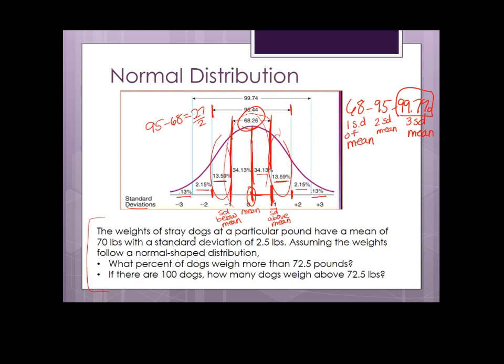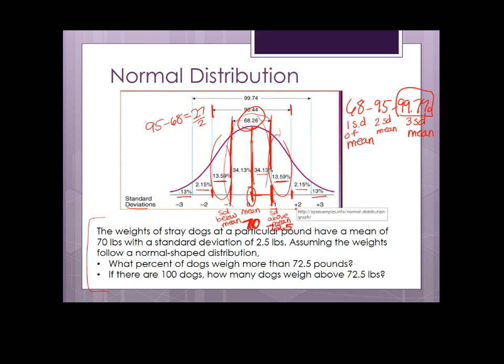Alright, so the weights of stray dogs at a particular pound have a mean of 70 pounds. So that means right here, this 0 mark is 70, because the mean is that 0 mark. With a standard deviation of 2.5 pounds. So that means one standard deviation above it would be 2.5 pounds above 70. So I'm just going to add 2.5 to 70 to give me 72.5. So that's one standard deviation above.